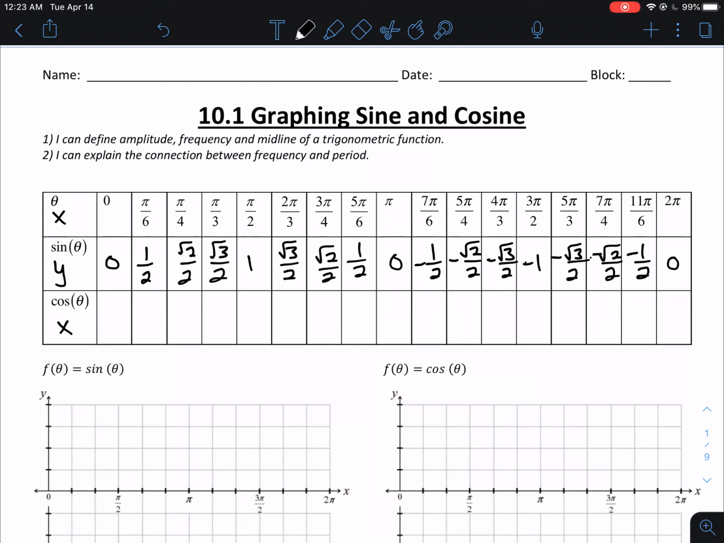And then for cosine, we're going to do pretty much the exact same thing. The only difference is that on our unit circle, cosine represents the X values. So we go all the way around the unit circle and copy down all those X values. Starting at an angle of 0, we have an X value of 1. Then at pi over 6, the X value is radical 3 over 2, and then square root 2 over 2. And then 1 over 2 to 0, and then we go negative through those.